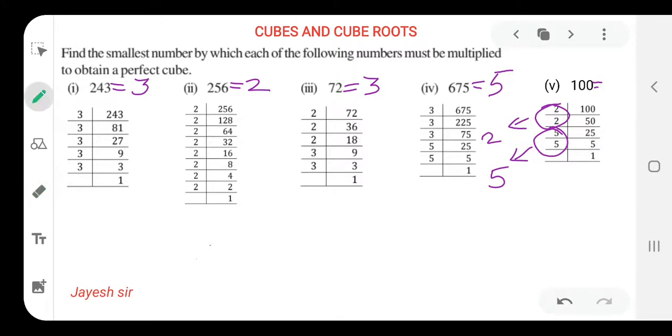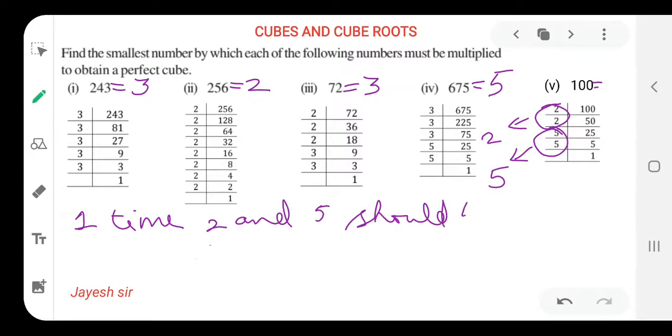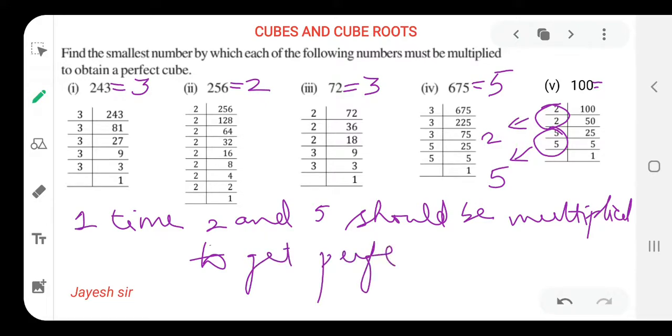So how will we write the answer? 1 time 2 and 5 should be multiplied to get a perfect cube. Yes, friends, I hope you all are getting it, 1 time 2 and 5 should be multiplied to get the perfect cube. So the answer for 100 would be 2 multiplied by 5.